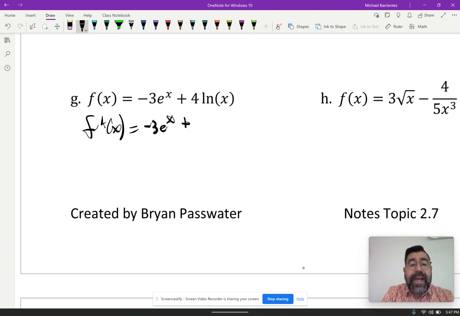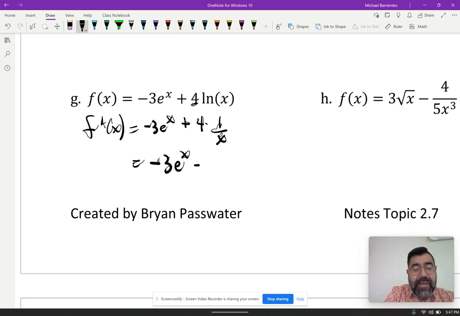Plus, I have another constant, 4. So hold the constant times take the derivative of the natural log of x. And if you look at the table on your paper, that would be 1 over x. And just like that, this is the derivative formula. Well, that's going to give me -3e to the x plus, I'm going to go ahead and combine these two fractions and say this is 4 over x.